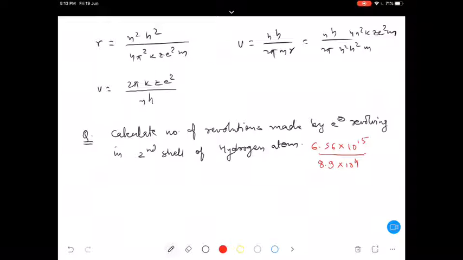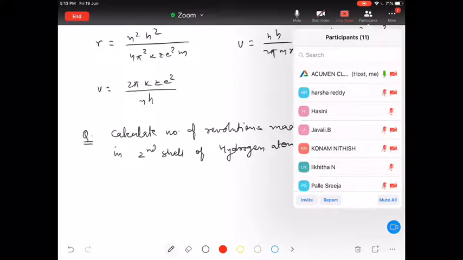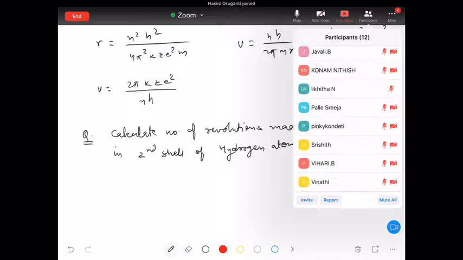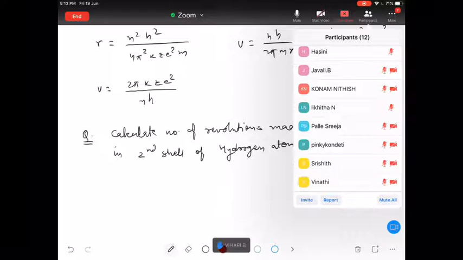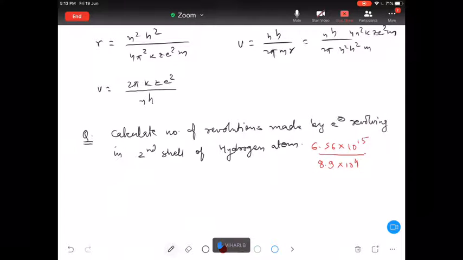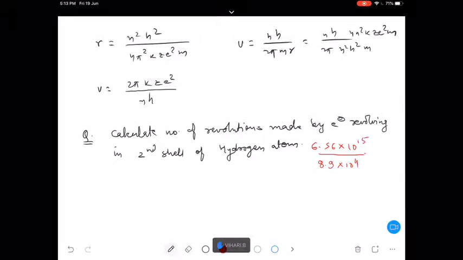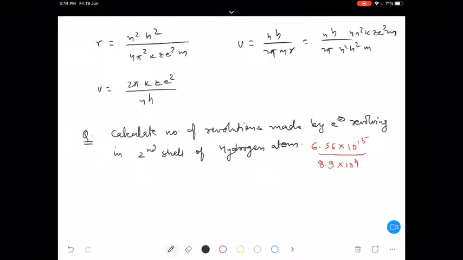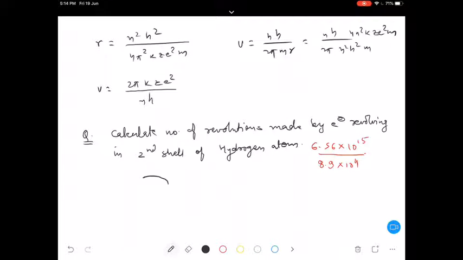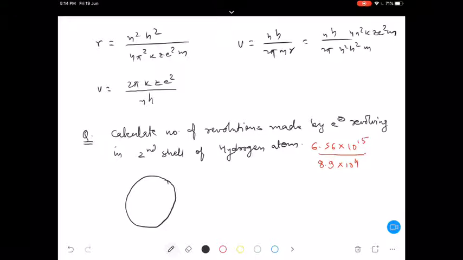Now let me know how many of you have no idea how to solve this problem. Just raise your hand so that I can give you some hint. Okay. I'll first give you the idea of how to solve this problem. Guys, pay attention. Stop writing. Stop doing everything. Okay. So here, let's say this electron is revolving around the nucleus in this orbit.